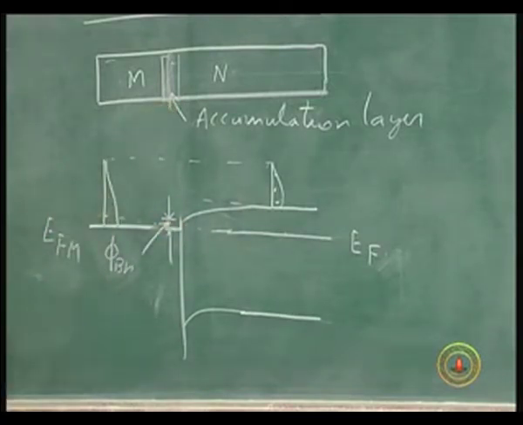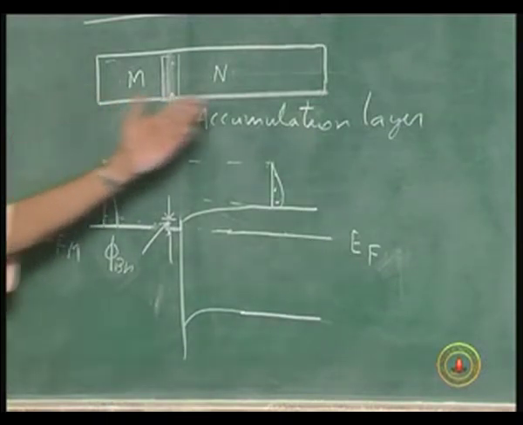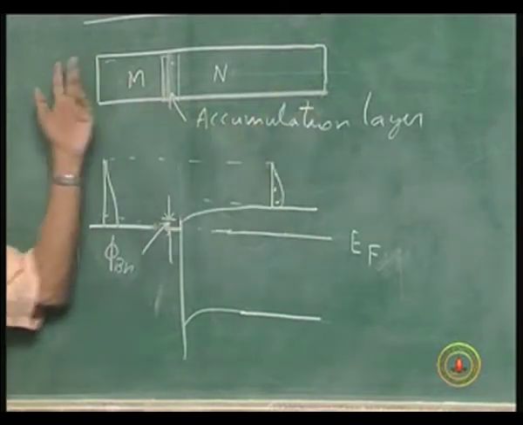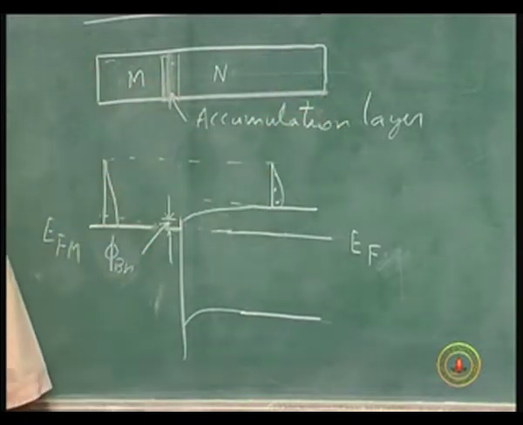Now, if I forward bias, what happens? Which is forward bias? Make this plus, that minus. What will happen if I make this plus, that minus? Okay? Forward bias.